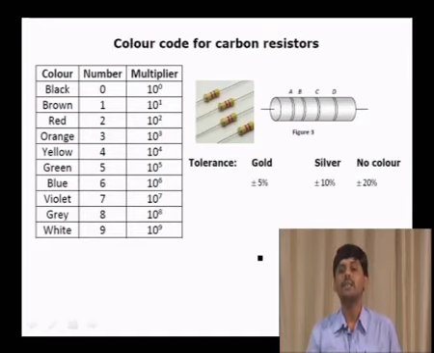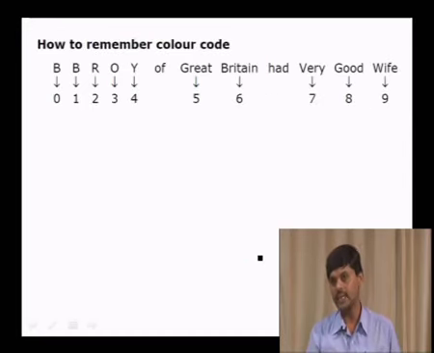How do you remember this list of colors? We use one sentence for that: B.B. Roy of Great Britain had a very good wife. This is the sentence to remember all the colors. The first color is black 0, brown 1, red 2, orange 3, yellow 4, green 5, blue 6, violet 7, grey 8, white 9. Like that you remember the colors, and we can easily calculate the color code for any resistor.